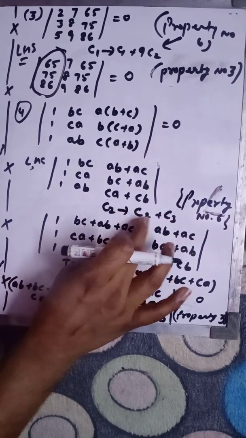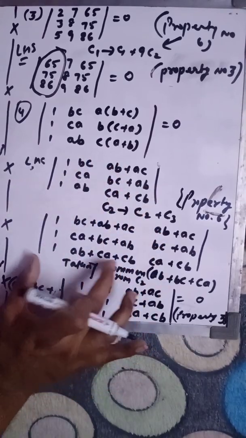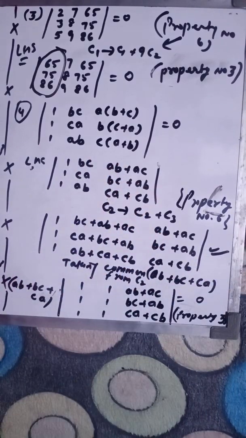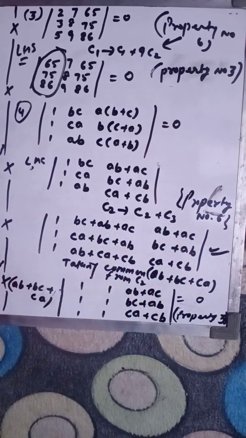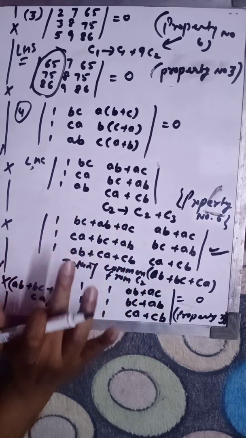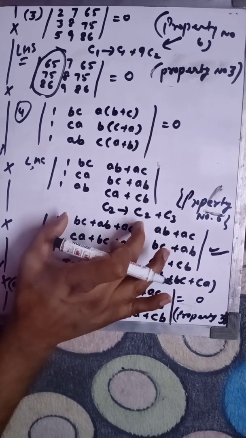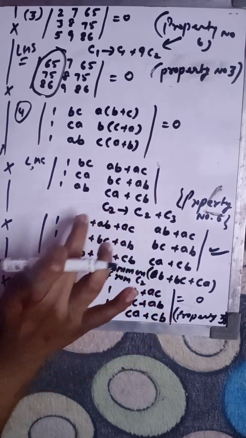C2 goes to C2 plus C3. When you are applying C2, this plus this, you will get these elements here in this step. Your first and your third column will remain the same. In the second column you will get this. As you can see here, AB plus BC plus CA, the same term is coming. These are all the same terms.